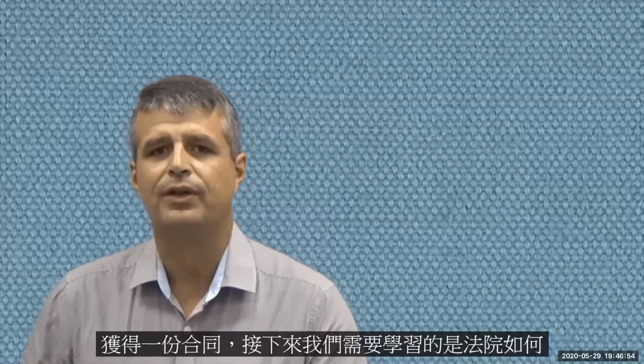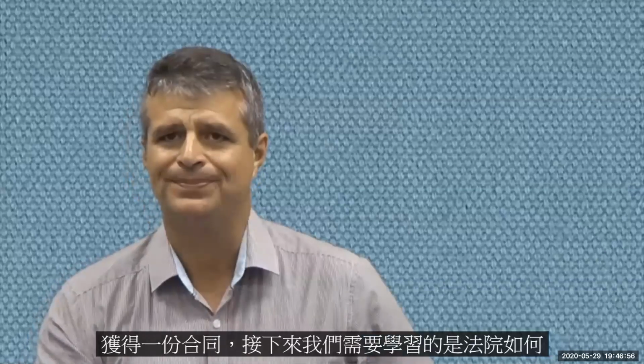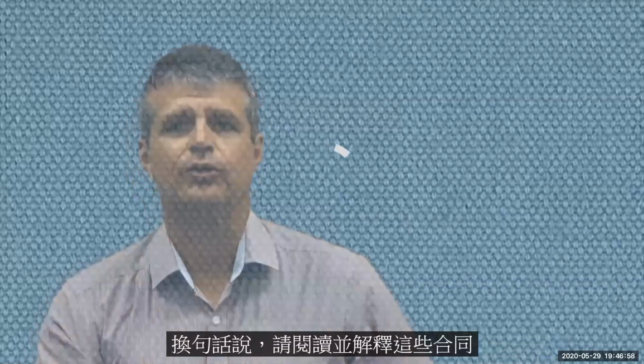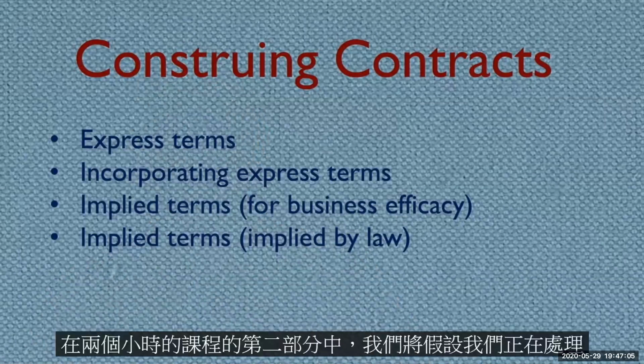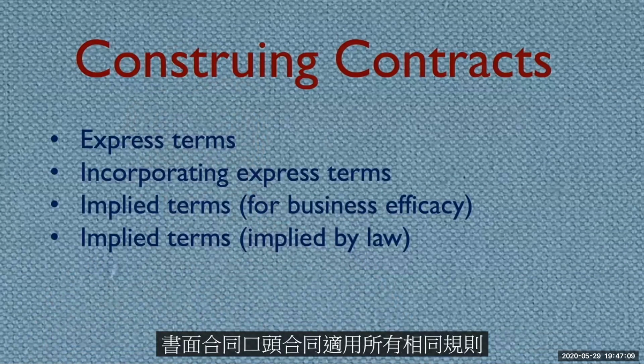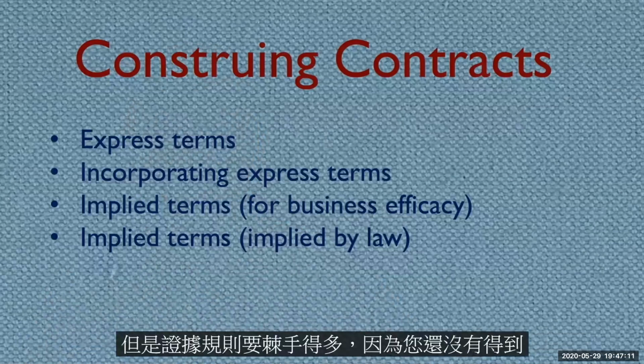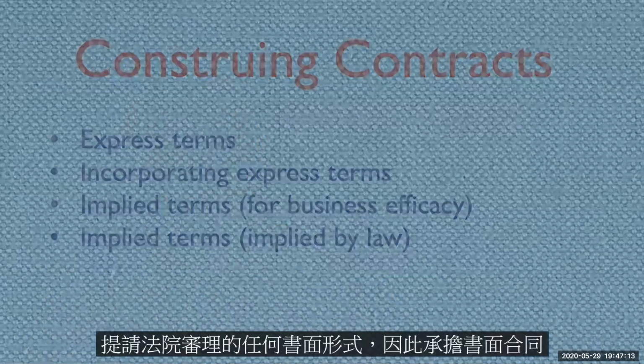So now we've got ourselves a contract. The next thing we need to learn is how the courts will read and interpret those contracts. In other words, what rules does the court use to attach meaning to the words of the contract? Generally speaking, in this second part of the 2-hour course, we're going to assume that we're dealing with a written contract. All the same rules apply in the case of an oral contract, but the rules of evidence are a lot more tricky because you haven't got anything in writing to bring before the court.